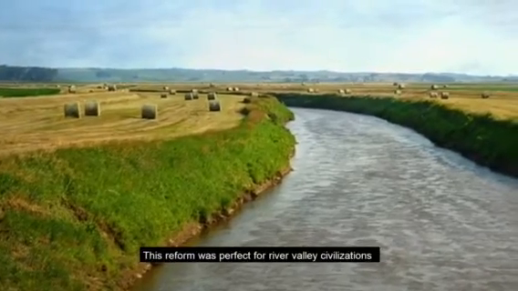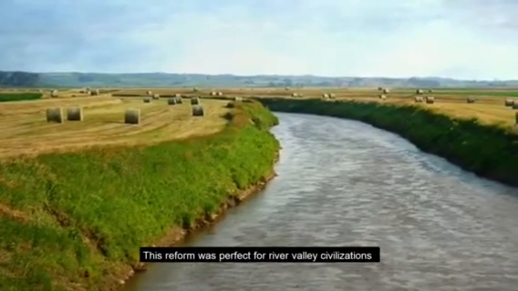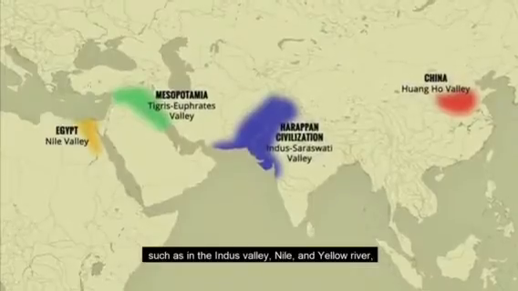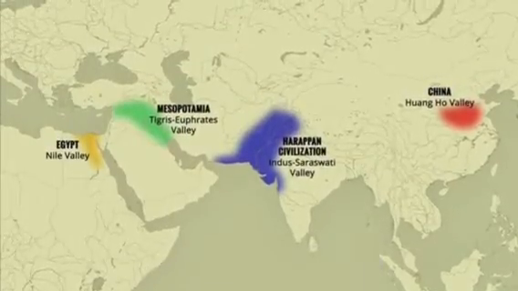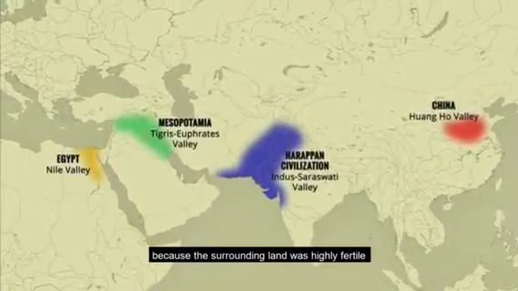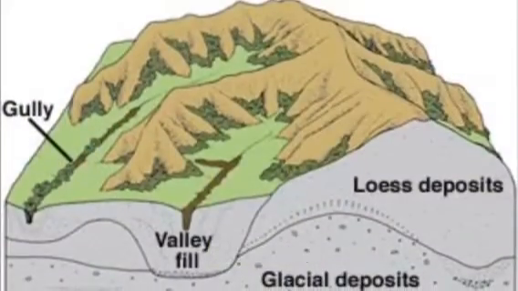This reform was perfect for river valley civilizations, such as in the Indus Valley, Nile, and Yellow River, because the surrounding land was highly fertile.